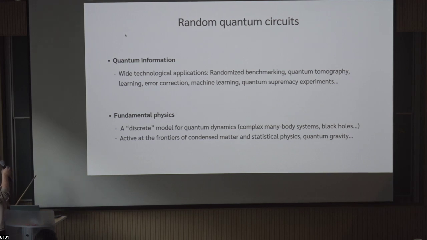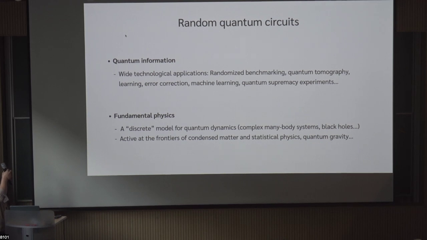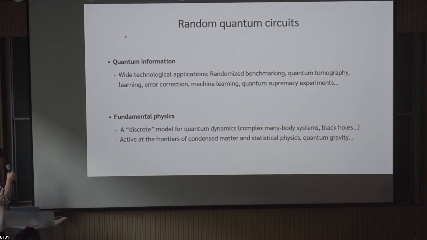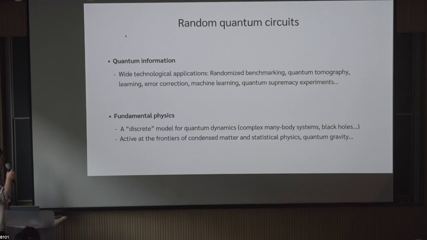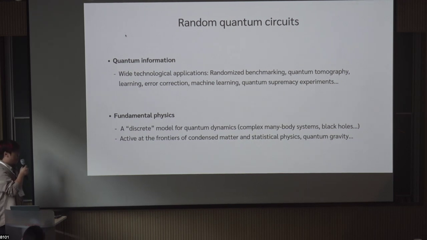Okay, so these random quantum circuits are widely important in both quantum information and fundamental physics. We have a lot of technological applications like randomized benchmarking, tomography, learning, error correction, etc. And in physics, it gives us a discrete model for quantum dynamics that we can use to understand certain aspects of complex many-body dynamics and black holes. They are very active at the frontiers of condensed matter, statistical physics, and quantum gravity.